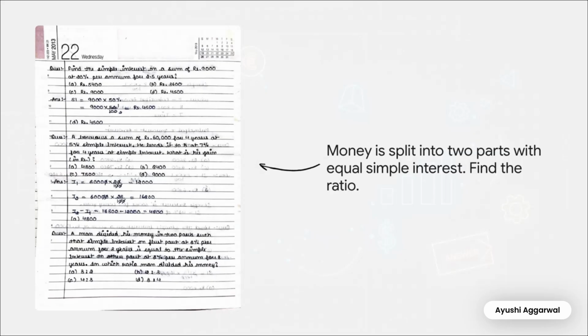All right, let's tackle our final and maybe most interesting question. This one's a bit of a puzzle. A man divides his money into 2 parts. Now, the simple interest he gets from the first part at 8% for 3 years is equal to the simple interest he gets from the second part at 8% for 2 years. Our job is to find the ratio in which he divided his money.